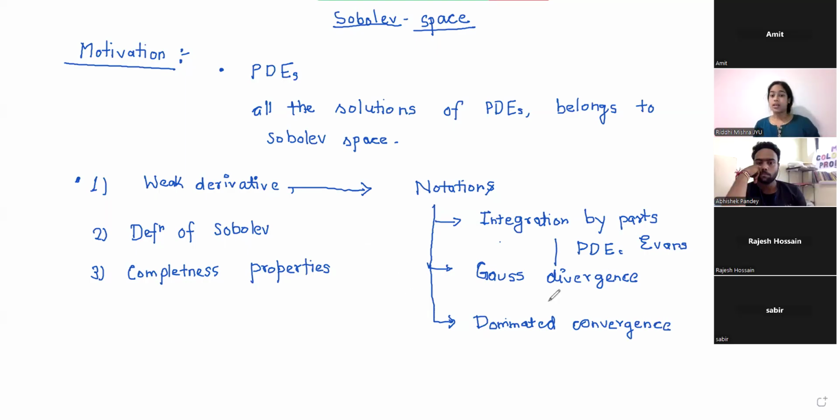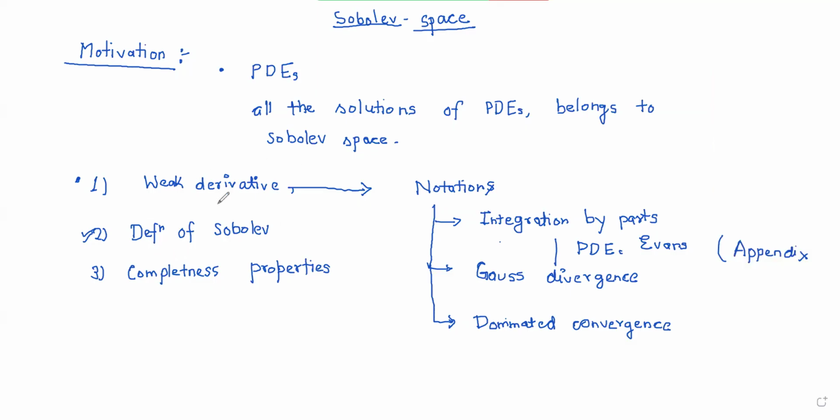So I will use only these three in the weak derivative, and with the help of weak derivative, I will define the Sobolev space, and we will see some examples and some counterexamples also, and then we will go to the completeness property. So let us start with the weak derivative definition. Sorry, before weak derivative, I will introduce some notation.